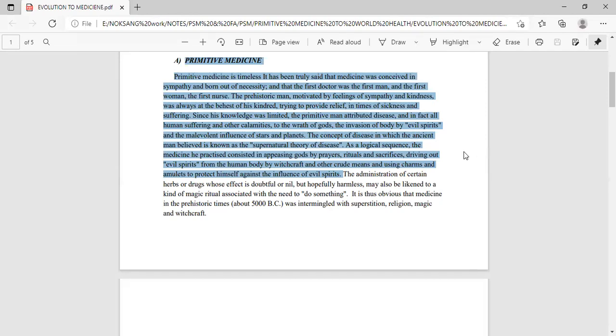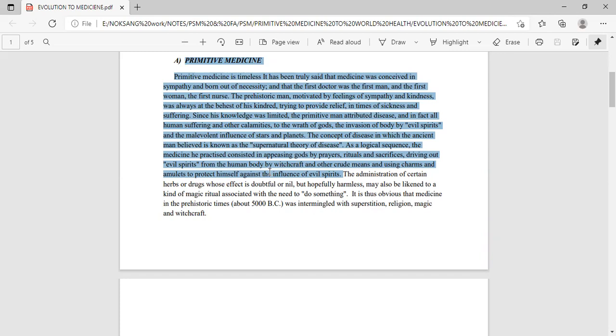So at that time also, there was primitive medicine. There was usage of medicine, but the treatment and the thoughts of those people were very different from those of the present era. Primitive medicine is timeless. It has been truly said that medicine was conceived in sympathy and born out of necessity. Whatever medicine they were using at that time was born out of necessity. Maybe someone got fever, flu, or stomach pain, and they did not know what to do.